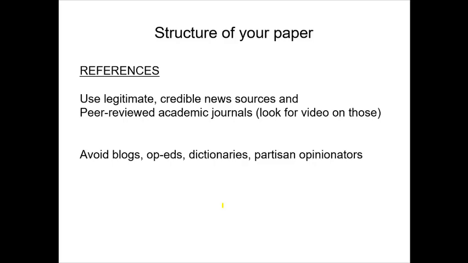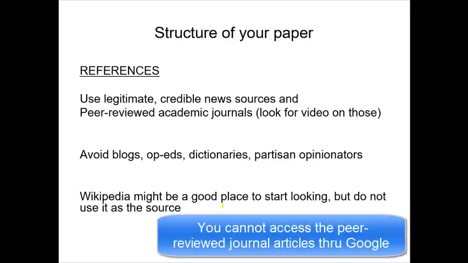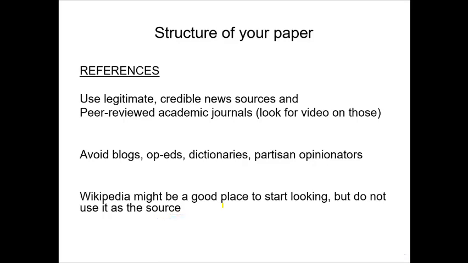So avoid the partisan opinionators. Boy, you don't need to source dictionaries to define words and things like that. Wikipedia, which of course is what's going to pop up at the top of almost all of our Google searches. And keep in mind, as you may have already noticed on the video that I talked about peer-reviewed journals, you cannot find the peer-reviewed journal articles on Google. You have to go through the library databases.